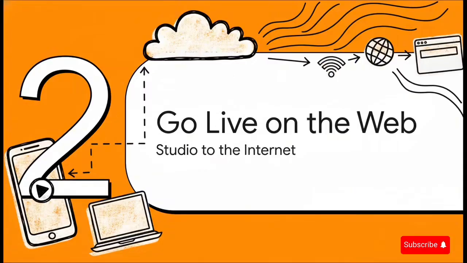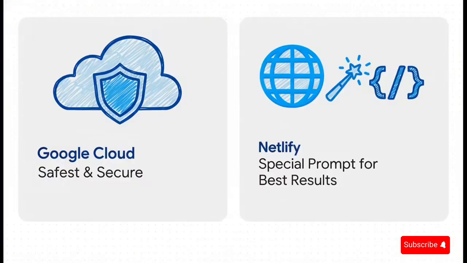Okay, so you've built an app. That is awesome, but right now it kind of only exists inside AI Studio. So let's get to the next critical step, taking it public and putting it on the web so anyone, anywhere can use it. You've basically got two fantastic free options here.